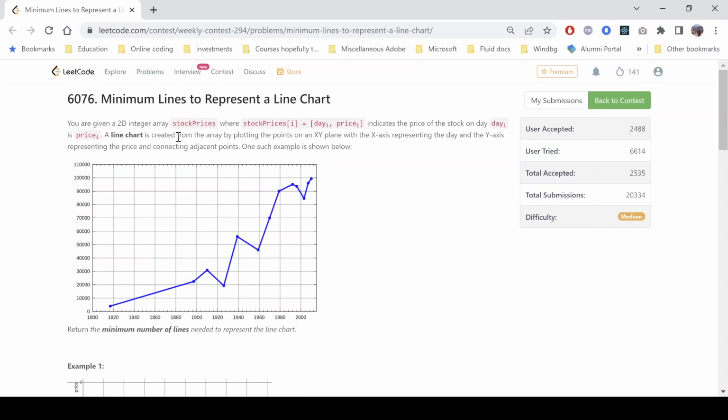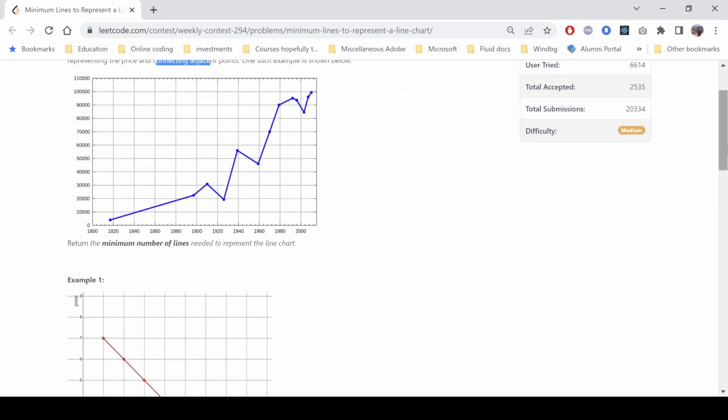It also says that a line chart is created from the array by plotting the points on an xy plane with x-axis representing the day and y-axis representing the price and connecting adjacent points. Now, one such example is given in the chart. You can see that the dots represent a data point, and we connect the adjacent data points, so we get a line chart.